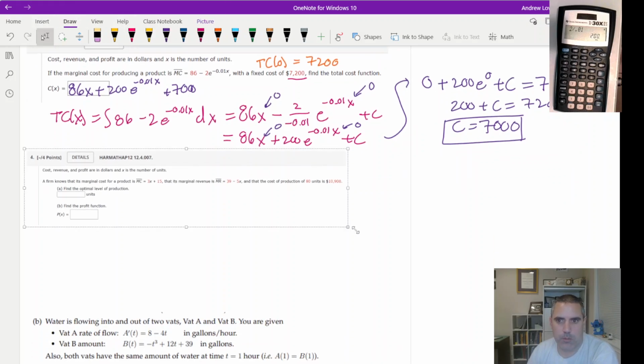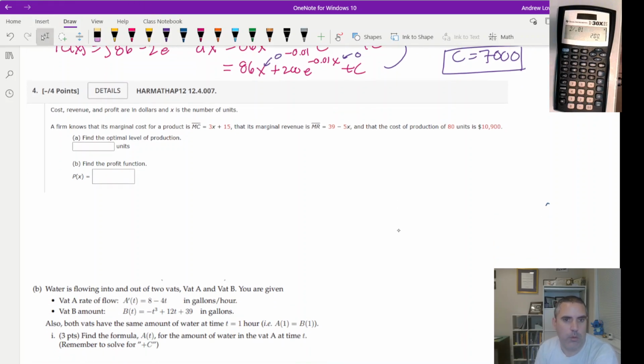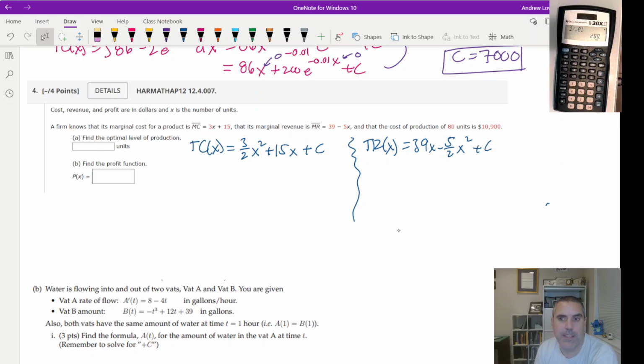Okay, let's look at the next one from the homework. And I've said that I'm going to ask something like one of these on the test, so we don't want to be surprised by any of these. Let's keep going. This one, they gave us the derivative of both. So what are we going to do? The total cost is going to look like the integral of this one. So it's going to be 3/2 x squared plus 15x plus c. And we're going to have to find that c in a second. And the total revenue is going to look like 39x minus 5/2 x squared plus c. And we're going to have to find that c.